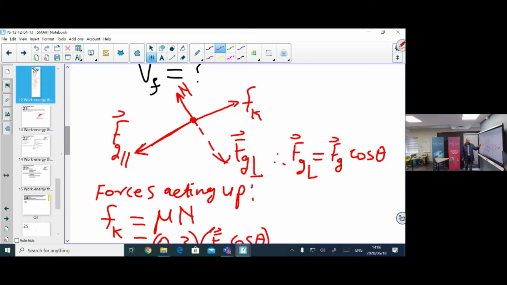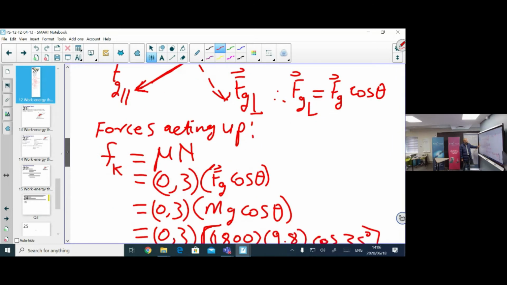F of x here, you can just come across with the f of g parallel and the f of k. If you look at that, they have different directions. One is going upward, the other one is going downward. In other words, we have to calculate the net, that is the resultant force. That is what we are going to do now.